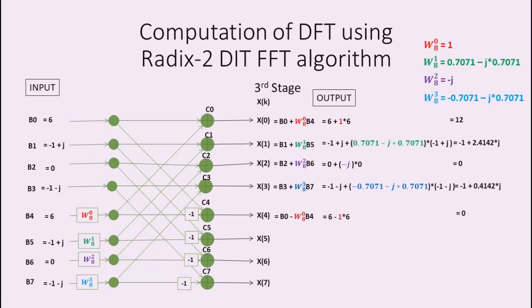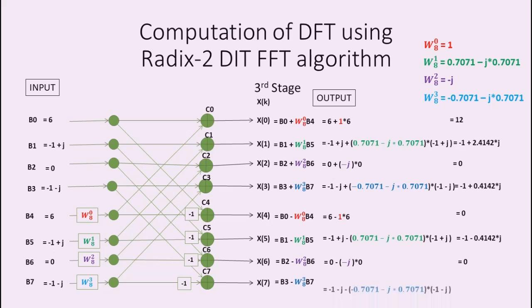x4 is equal to B0 plus B4 into W8 to the power 0 into minus 1, so that W8 to the power 0 is equal to minus 1, so that x4 is equal to 0, and x5 is equal to B1 minus W8 to the power 1 into B5. x5 is equal to minus 1 minus 0.4142 j, and x6 is equal to B2 minus 1 into W8 to the power 2 into B6, so that x6 is equal to 0, and x7 is equal to B3 plus minus 1 into W8 to the power 3 into B7, and that's equal to minus 1 minus 2.4142 j.